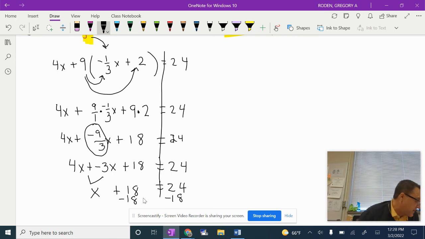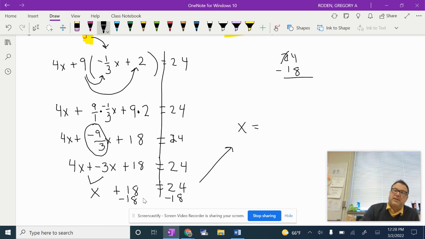You guys doing okay with me on this? All right. So I get x equals, well, what's 24 minus 18? I think that's 6. So that gives me positive 6. So x equals positive 6.